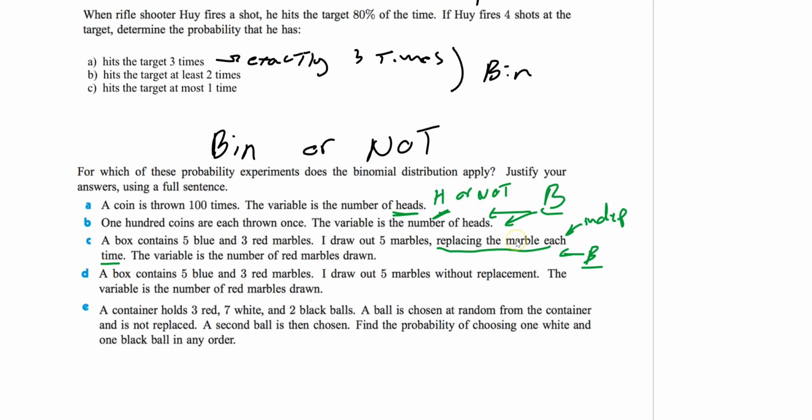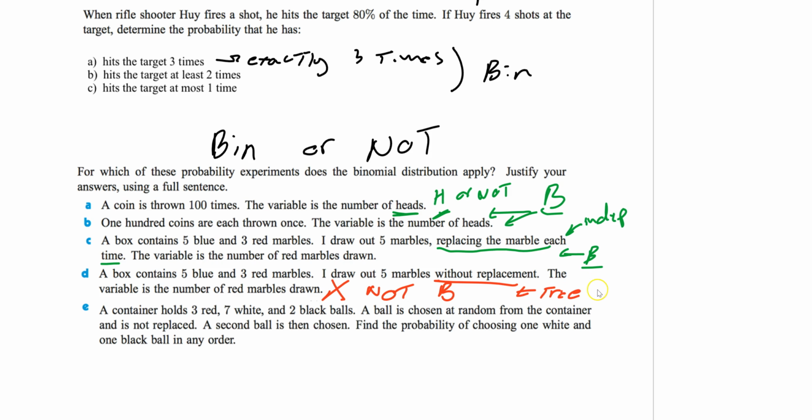It's with replacement. This next one, though, is the exact same setup, 5 blue, 3 red marbles. I draw 5 marbles, but without replacement. That means that each time, the total amount in the bag gets lower, so it changes the probability. So this one is sadly not binomial. The way we solve this is with a tree diagram.